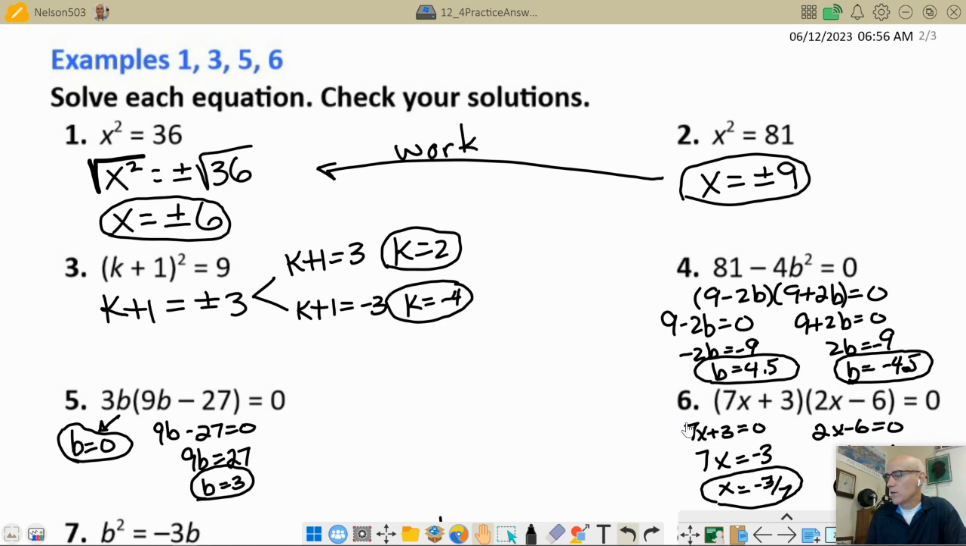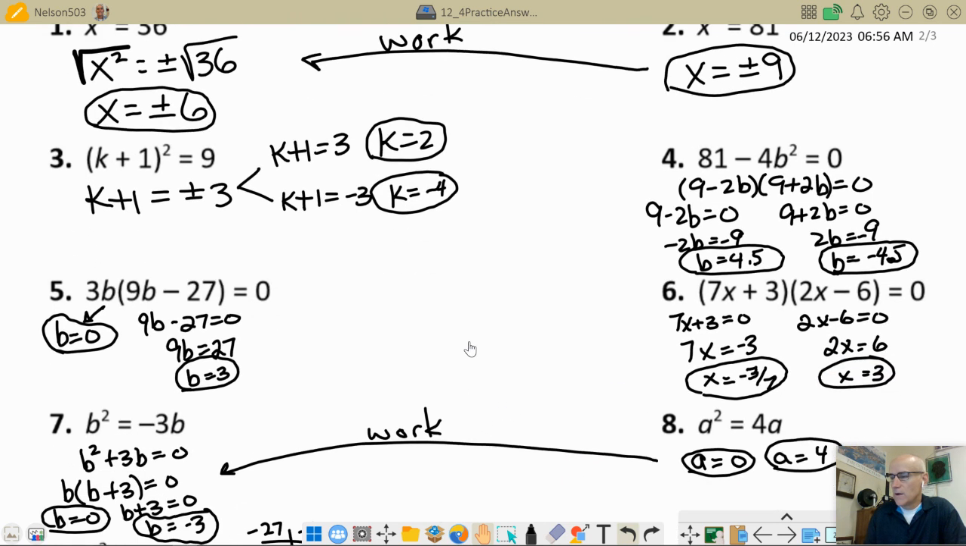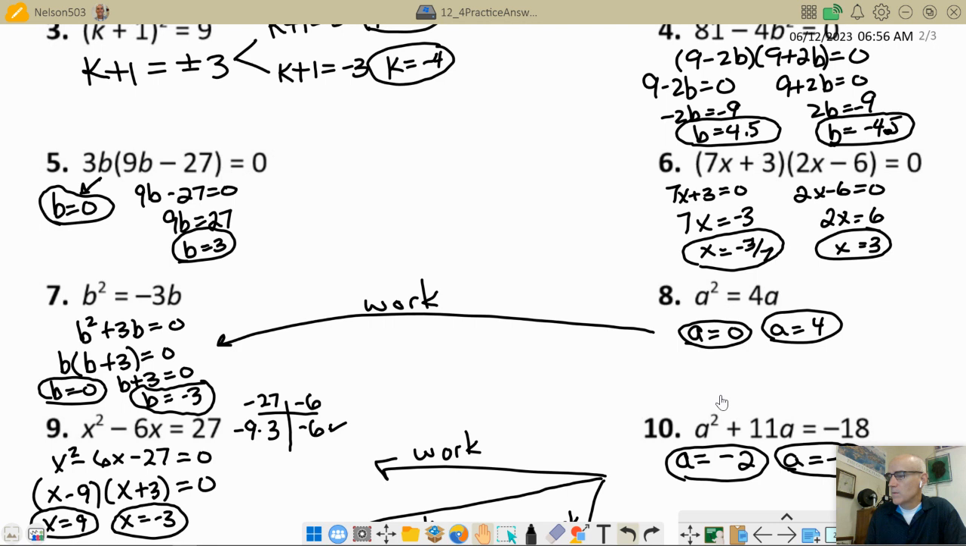So when I scroll down here, let's see. That has a linear term, that has a linear term, that has a linear term. So I can't just take the square root of both sides. It's not going to help me out down here. So you can see I'm showing my factoring work right here.